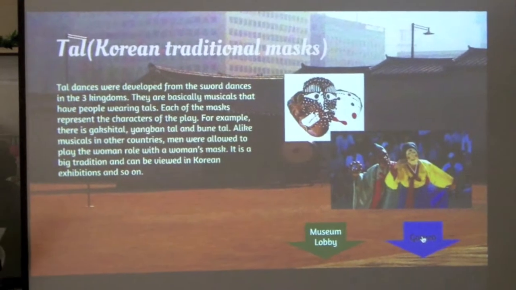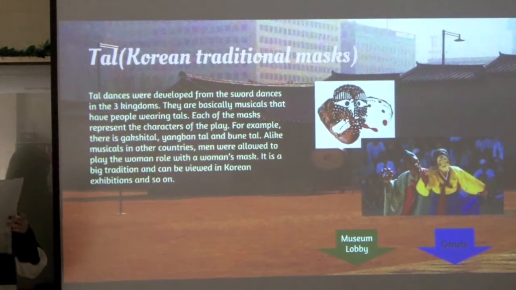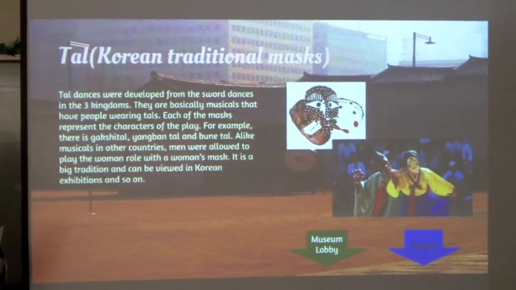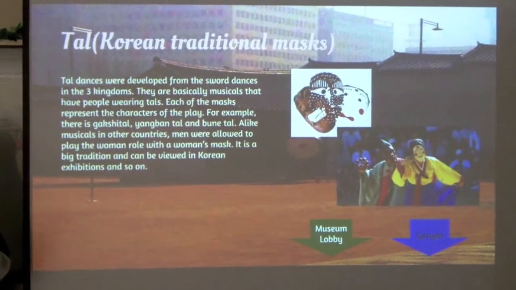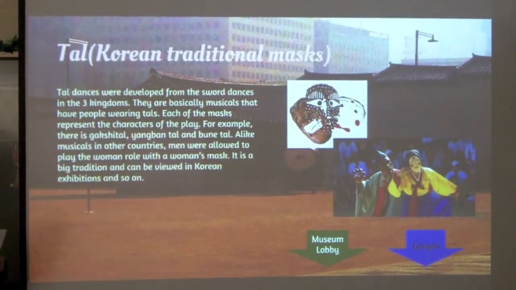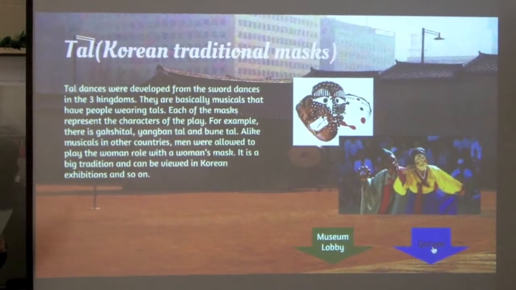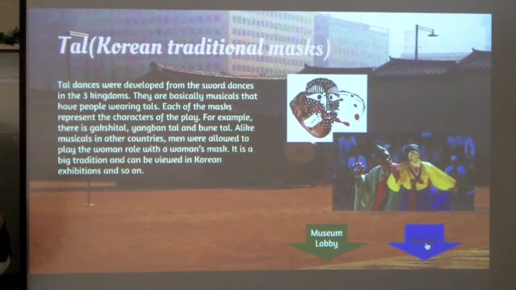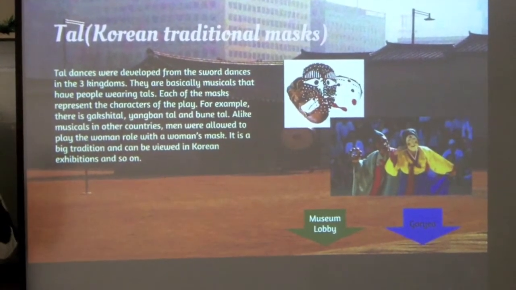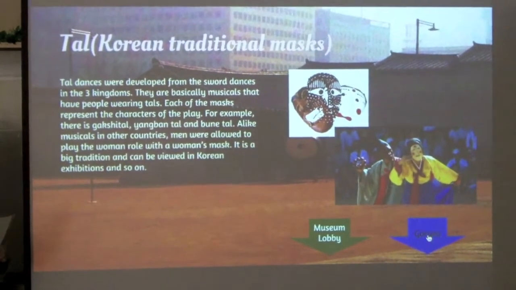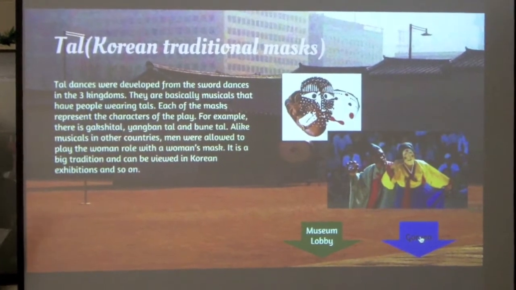The second artifact is the Tal, and Tal dances were developed from sword dances in the beginning of the three kingdoms, and they're basically like musicals or plays that the Goryeo people did with masks, and these are called Tals. And some examples of Tal are the Gaoshi Tal, Buna Tal, and Yangban Tal, which are three examples of Tals that are used in the dance. And just like other countries, men were allowed to wear women masks and play the women role.